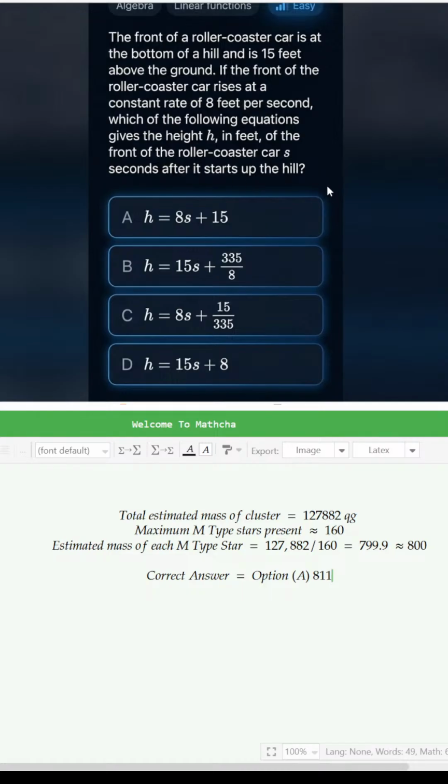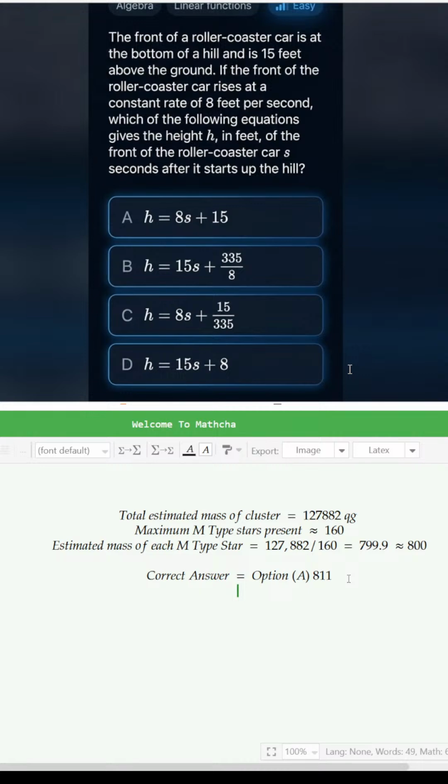So there is a roller coaster car at a height of 15 feet above the ground, and it rises at a constant rate of 8 feet per second. For each second it rises 8 feet, and the total height it reaches is height h. So we have to write h as a function of s, the number of seconds that pass, and see what the height is after s seconds. We can do this by using the initial condition and the rate at which it rises.